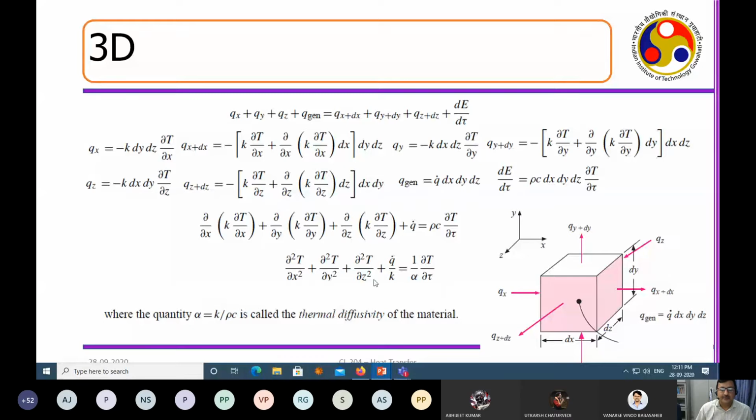where this part is responsible for elliptic, and this part and this part are responsible for a parabolic partial differential equation. If I put this to 0, this part will become minus of q dot by k, which will lead to a Poisson's equation. If this is 0, this part will become 0, and that will become a Laplace's equation. So one can very clearly see that a partial differential equation of this kind is essentially a parabolic partial differential equation, which is of second order, which is a linear equation.